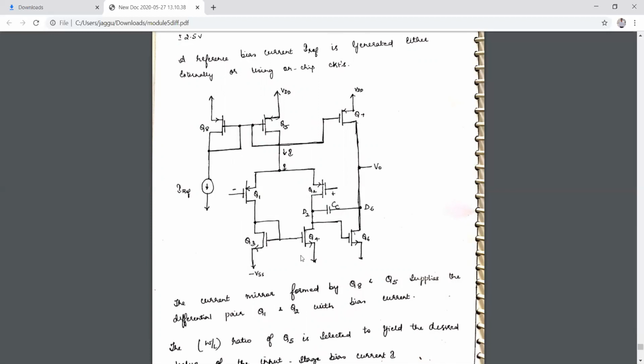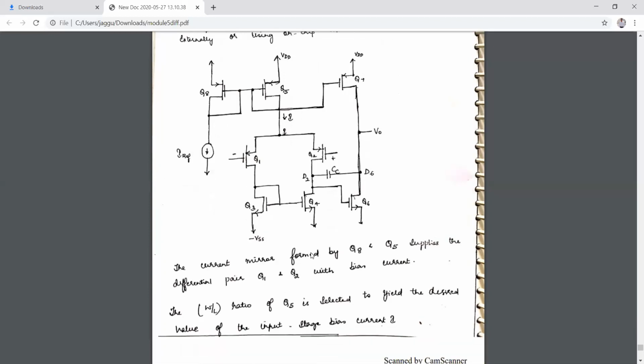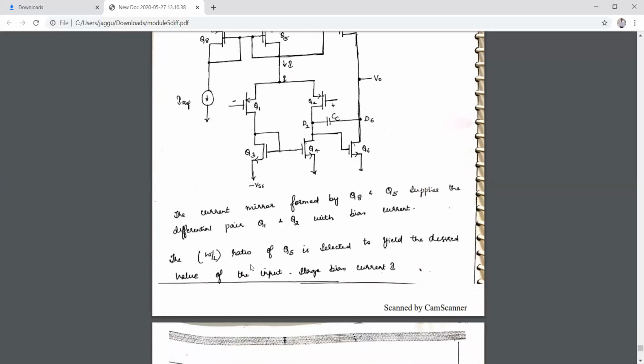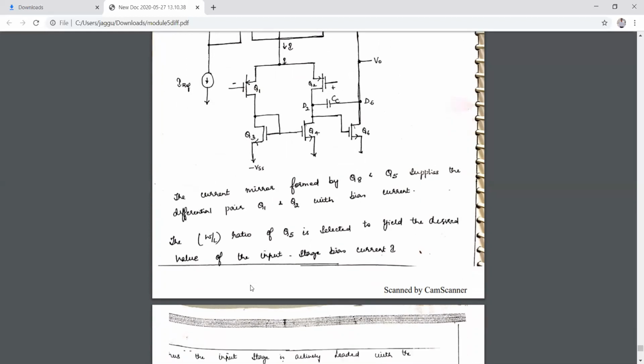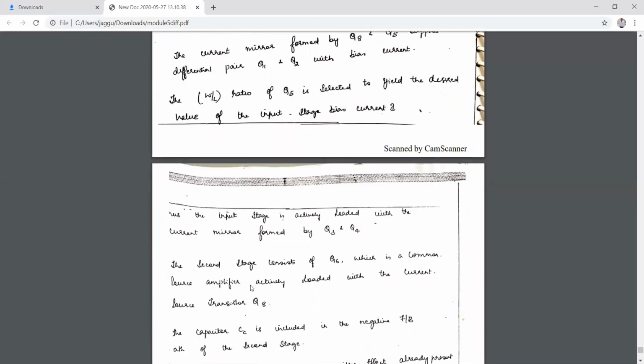It is a current source. Usually you have a bottom current source for a differential amplifier of I value. This is also implemented using a current mirror. Since it is a two-stage design, you require proper calculation of the W by L ratio. So Q5 is related to a desired value of input bias current I. The circuit is quite simple.